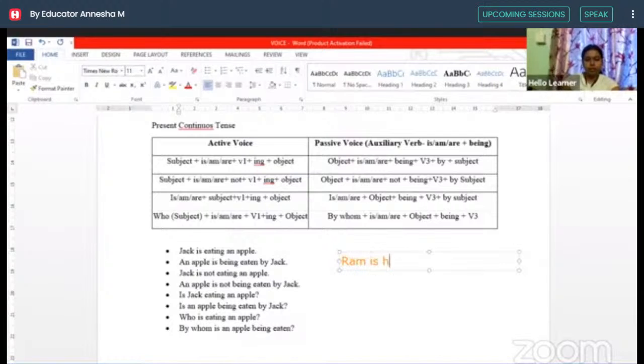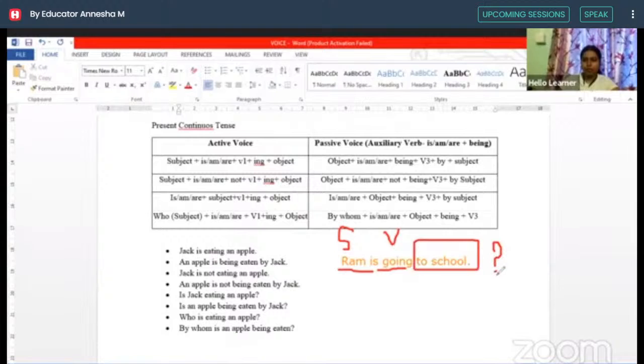Ram is going to school, right? If I write Ram is going to school, in this sentence, we know that Ram is the subject. Very nice. Ram is doing an action. What is he doing? He is going to the school. So is going is our verb. To school. क्या ये हमारा object है? Is this our object? No, it is not our object, right?